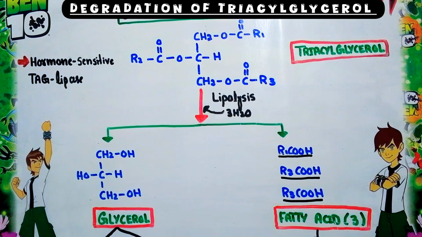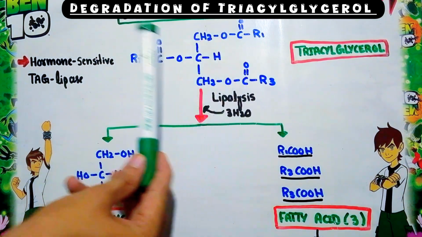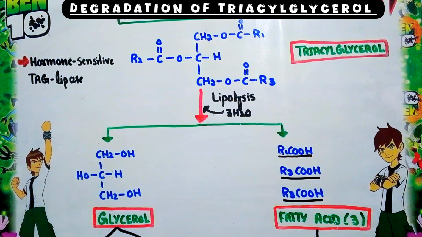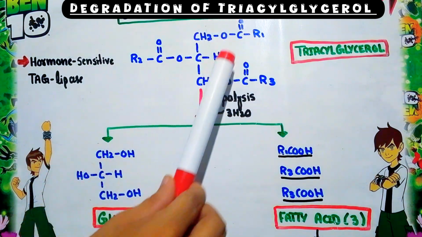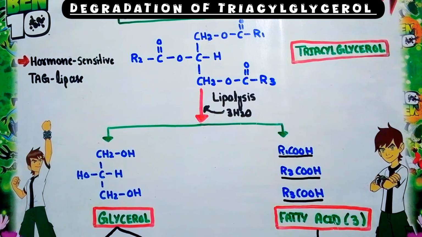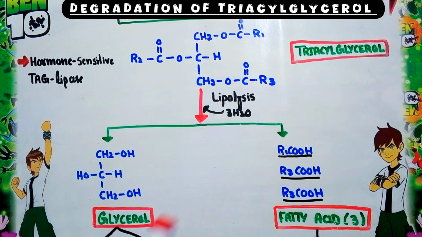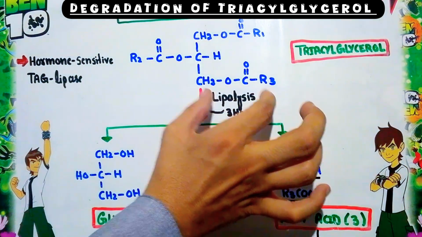So what are the products formed from the catabolism or the degradation of triacylglycerol? Look here, this is the overall structure of the triacylglycerol. Now what happens to this triacylglycerol? When complete degradation of the triacylglycerol occurs, it results in two products. The first is glycerol, while the second is fatty acid. This overall process, in which complete degradation of the triacylglycerol occurs to glycerol and fatty acid, is called lipolysis.